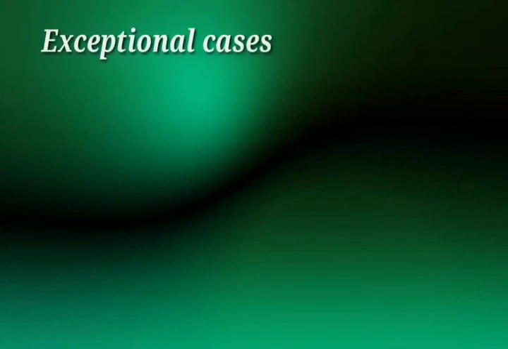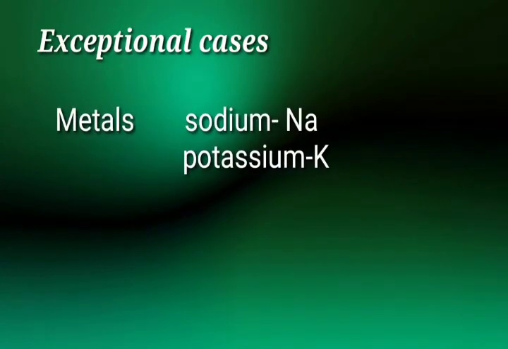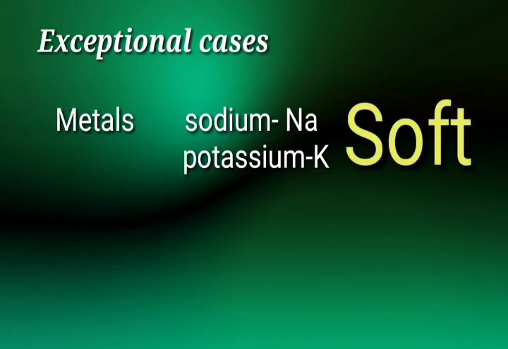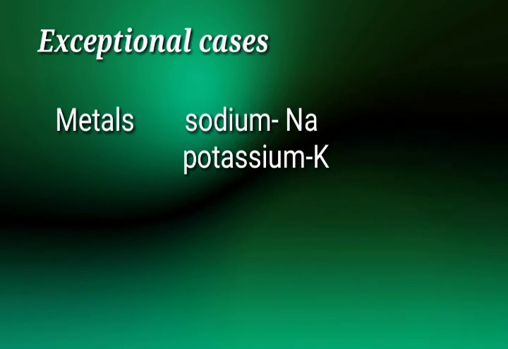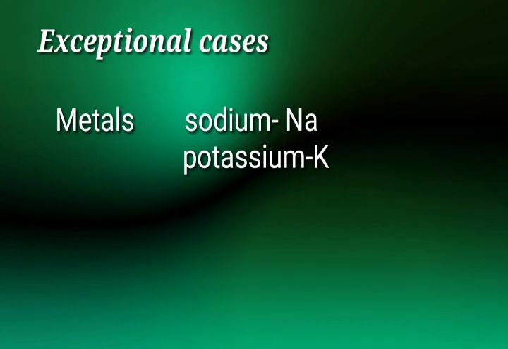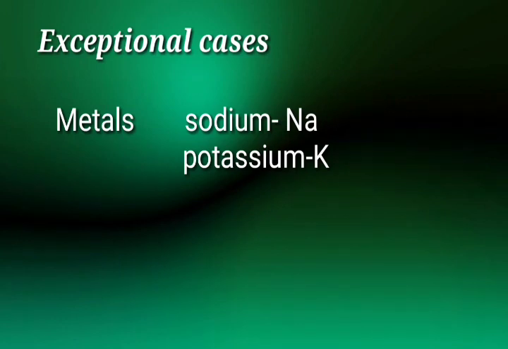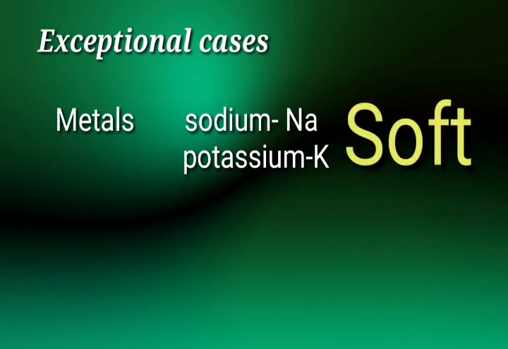Students, there are some exceptional cases in metals and non-metals. We have already learned that metals are very hard and they are solid. But there are two exceptions. Sodium and potassium are soft metals. നമ്മൾ പഠിച്ചിട്ടുണ്ട് മെറ്റൽസ് ഒക്കെ ഹാർഡാണെന്ന്. പക്ഷേ സോഡിയം ആൻഡ് പൊട്ടാഷ്യം അത് മെറ്റൽസ് ആണ്. We can cut it with a knife. Okay, since these two are soft metals. One question is important from this chapter.